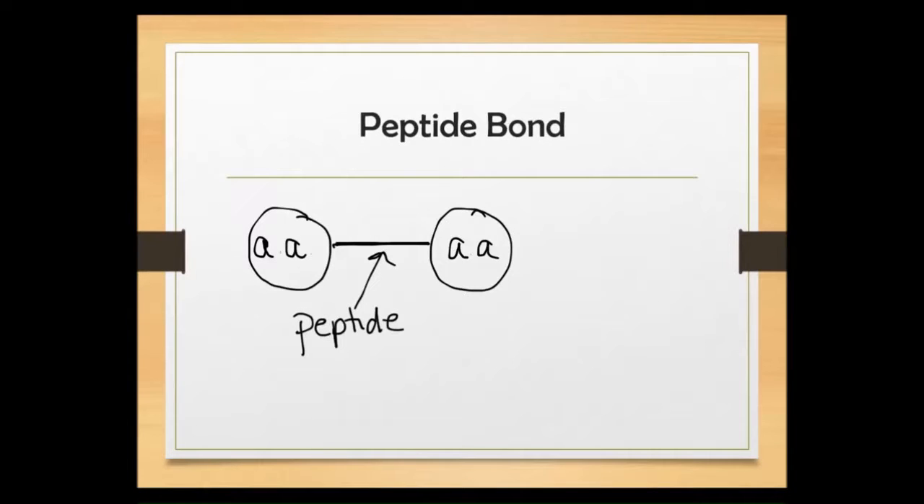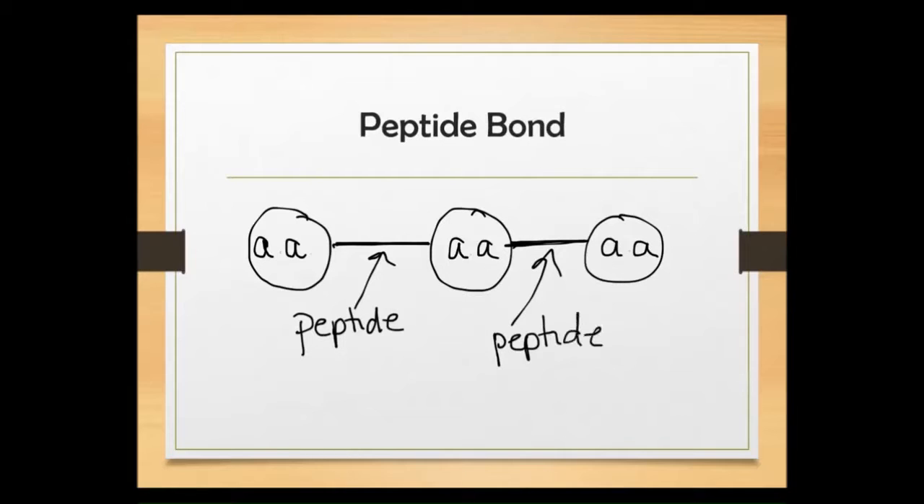And then if we want to link another amino acid in a chain, we will put in another amino acid and hold it together with a peptide bond. These peptide bonds are covalent bonds. They're just a very specific type of covalent bond. These are really strong bonds that are going to hold these together.